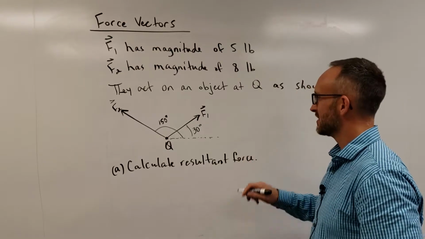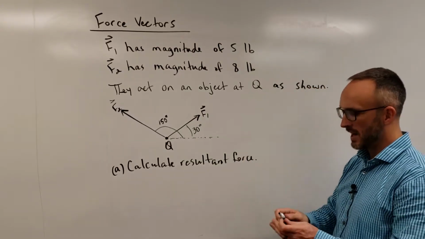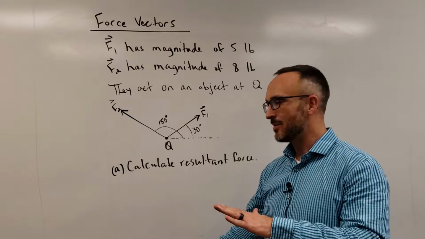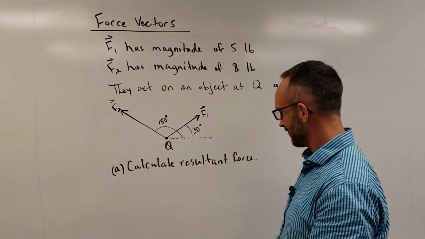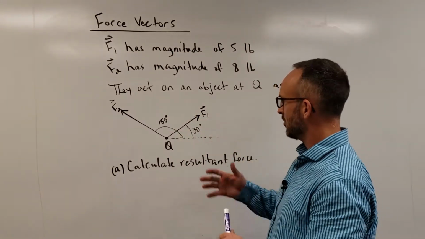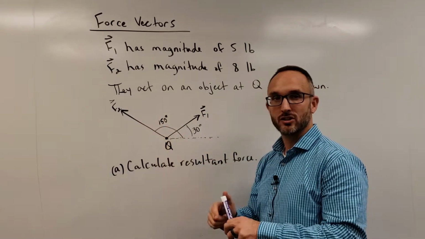So slightly different setup than the last problem. Now, the idea is simple, right? We just have to add the vectors together. But we need to know what the vectors are in terms of components.